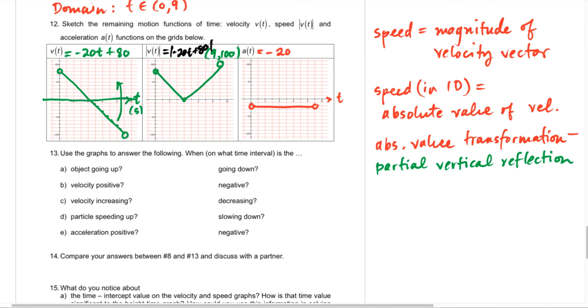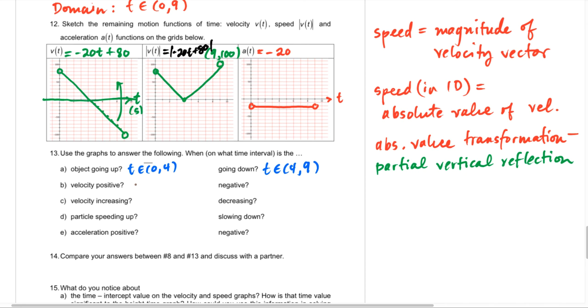So now when we go back to our intuition, when I asked you to pause the video and ask yourself, when is the object going up, when is the object going down, when is the velocity increasing or decreasing, when is the particle speeding up, and so on. I want you to try answering these questions again using the graphs, and then compare to see how you did. So now the object is going up for time from 0 to 4, and then the object is going down for time from 4 to 9 seconds.